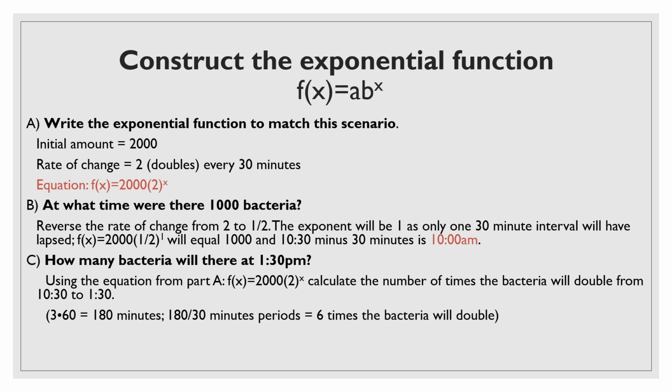3 times 60 is equal to 180 minutes. Because the bacteria doubles every 30 minutes, we have 180 minutes divided by 30, so it's equal to 6 periods. So 6 times the bacteria will double. Substitute: f of x is equal to 2,000 times 2 raised to 6. So there would be 128,000 bacteria at 1:30 p.m.